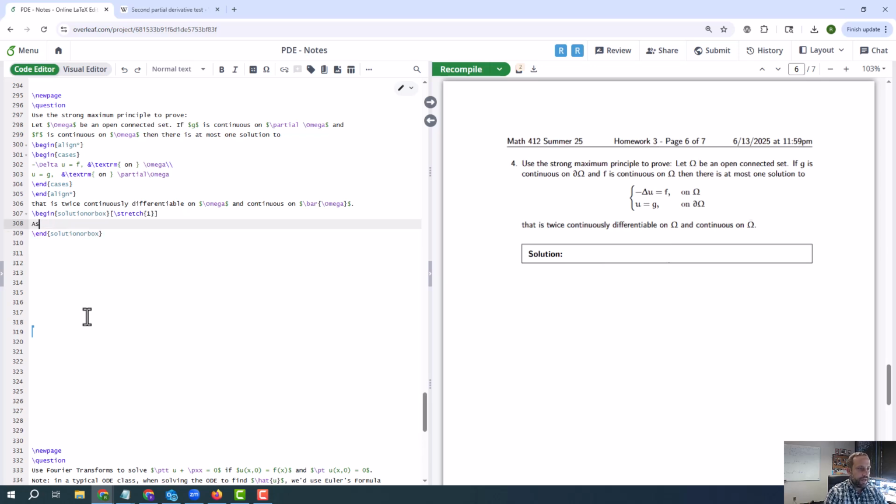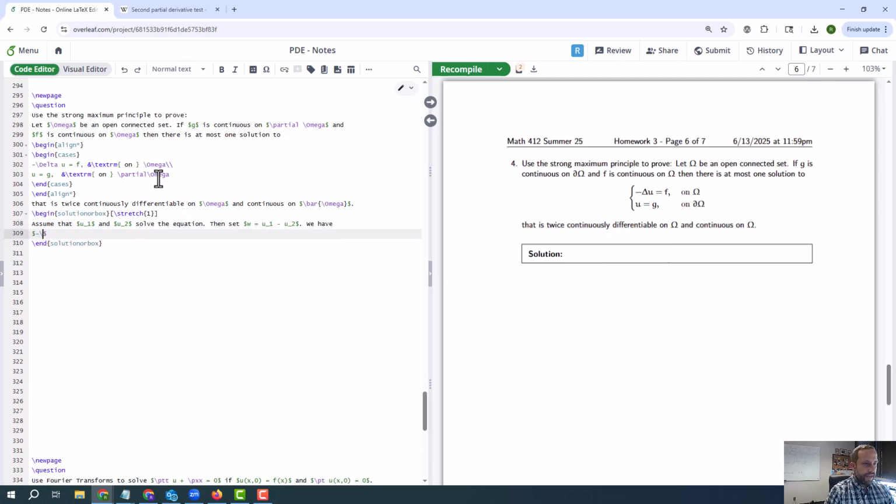Assume that U1 and U2 solve the equation, then set W equals U1 minus U2. We're going to show that W is equal to 0, which means U1 minus U2 equals 0, which means U1 is equal to U2. Then set W is equal to U1 minus U2.